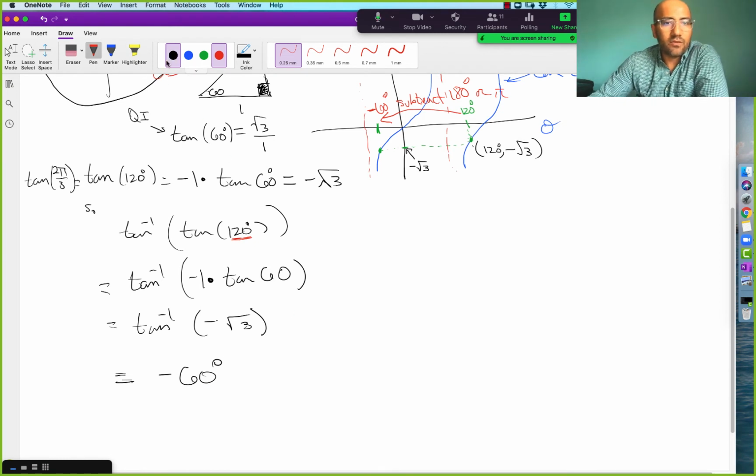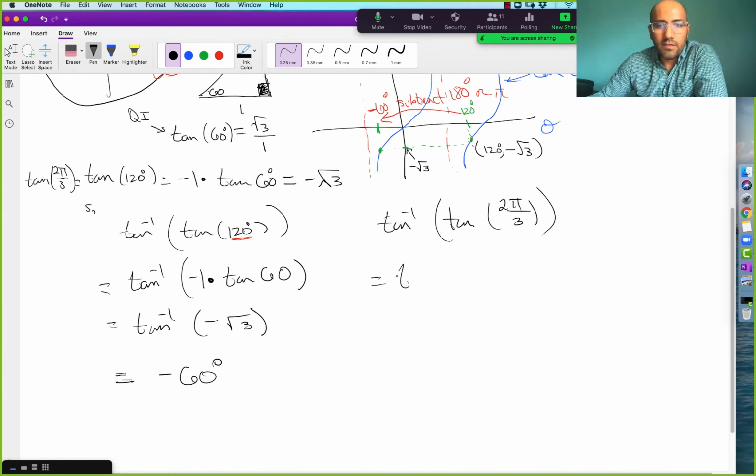In radians, so this original question was in radians, so we should stick to that. Tangent inverse of tangent of 2 pi over 3 is equivalent to tangent inverse of 60 degrees, which is pi over 3. Tangent of pi over 3 times negative 1.